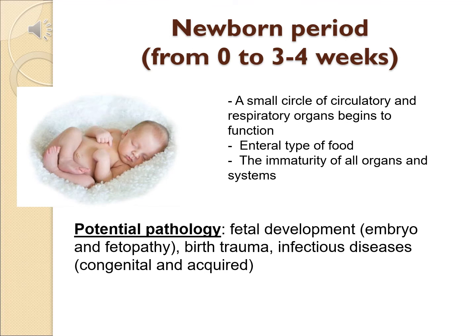Newborn period lasts from birth to 3-4 weeks. All organs and systems are adapting to new living conditions. The small circle and respiratory organs begin to function. The child switches to enteral nutrition, and the immaturity of all organs and systems takes place. Possible diseases in this period are embryo and fetopathies, birth trauma, infectious diseases.